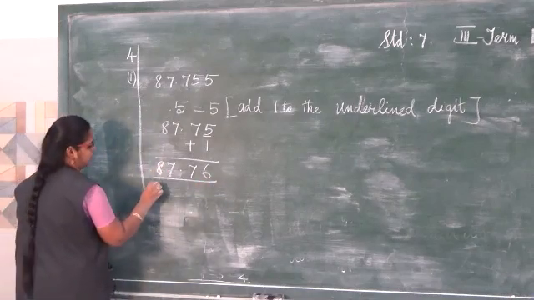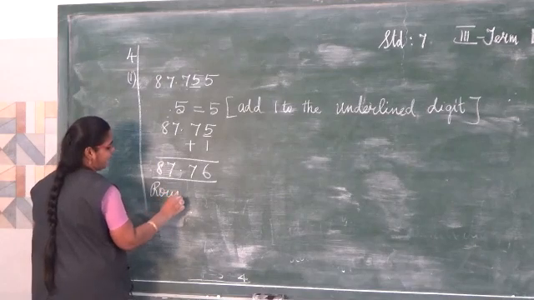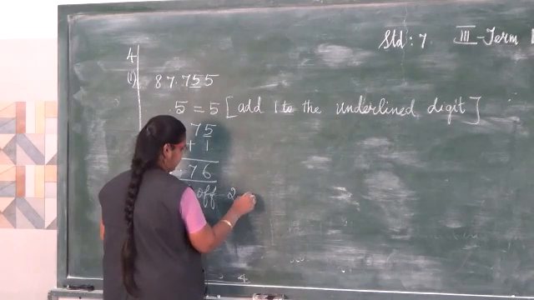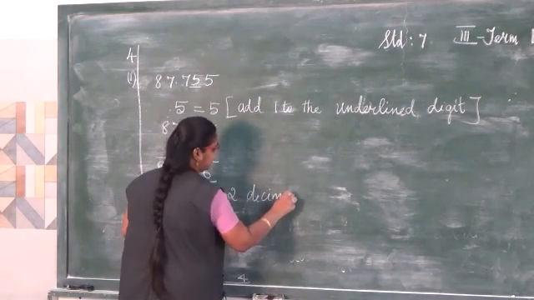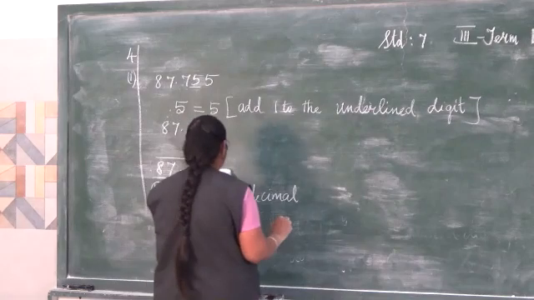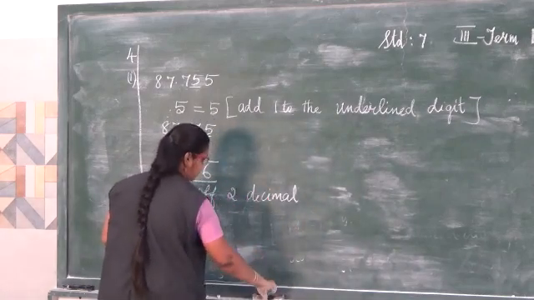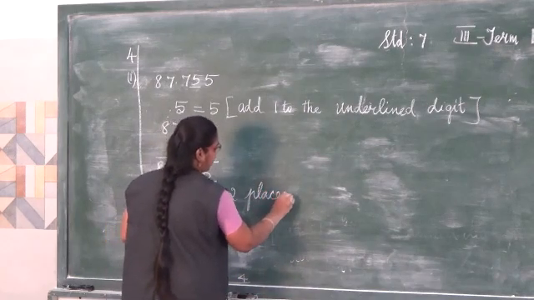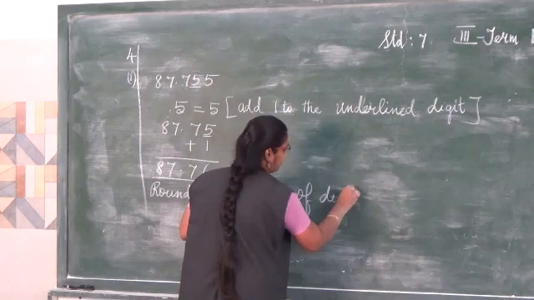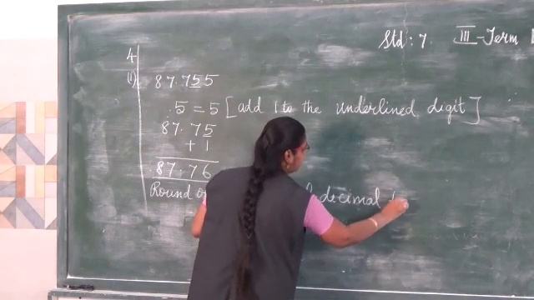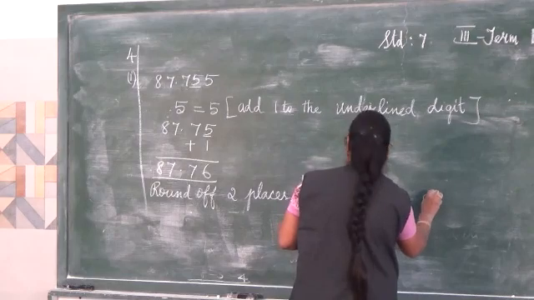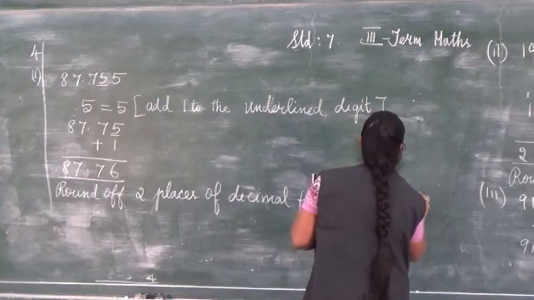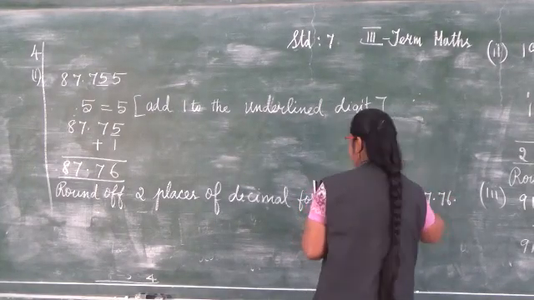So rounding off to 2 places of decimal, 87.755 is 87.76. This is the answer.